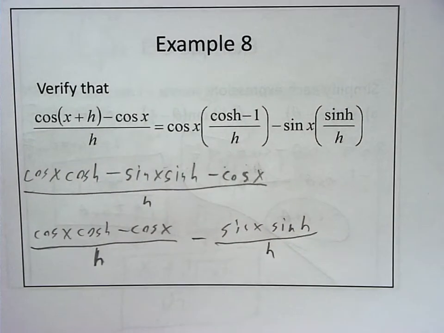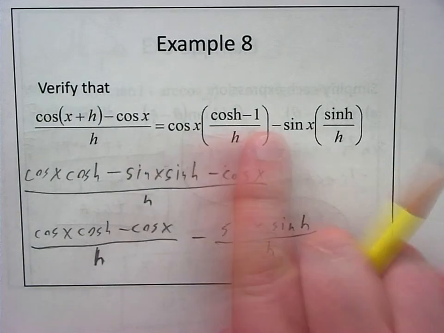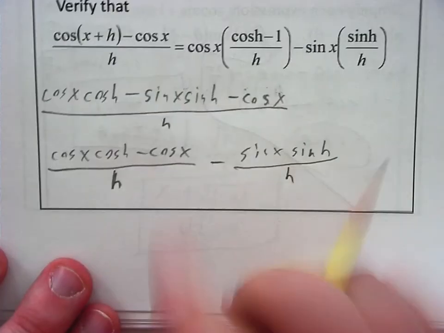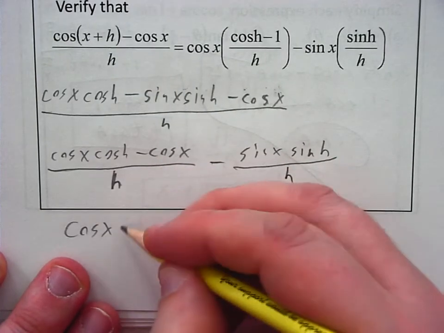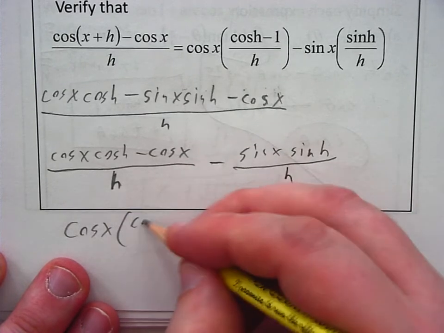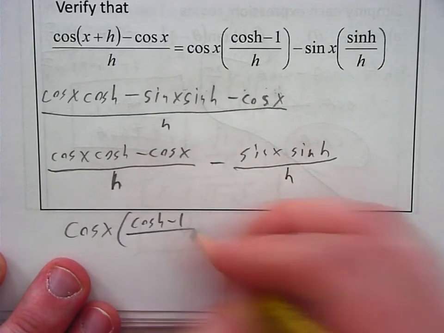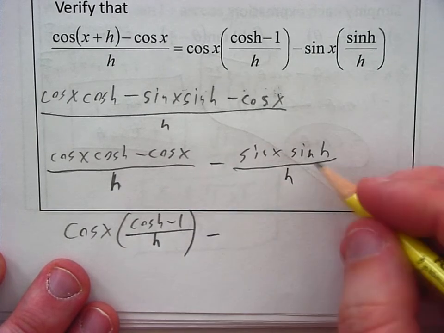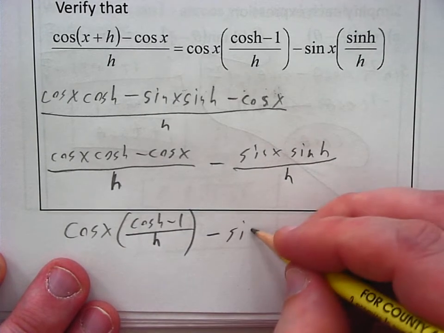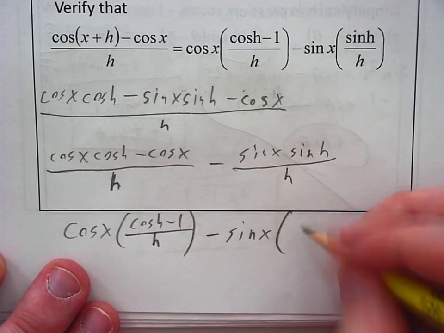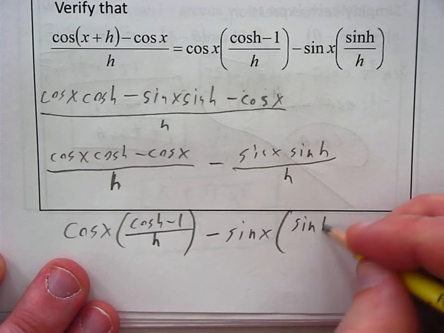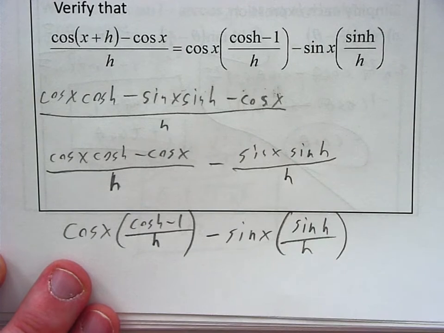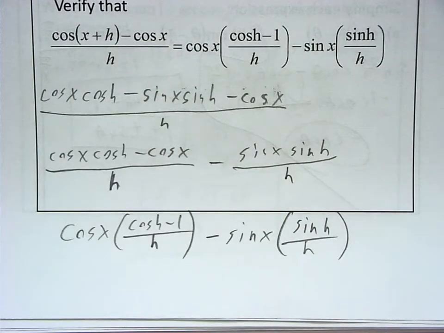Once you do that, it's not actually too bad to see, because they bring cosine of x out front. All they're doing is factoring that out. So they have cosine of x out front times cosine of h minus 1 over h, minus, here they just pull out the sine of x times the sine of h over h. Those h's do not cancel off because one's in a trig function, one is not.